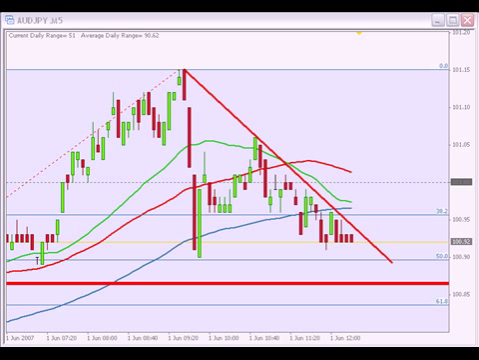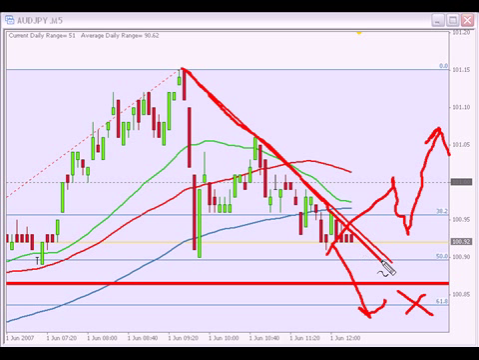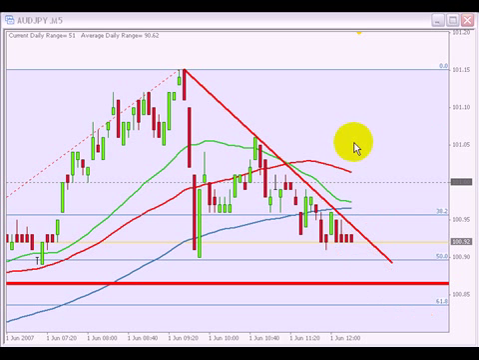As usual, if this level breaks to the downside, at least I will cancel the setup for today. What I'm looking into is my typical reversal formation with a trend line, with an intraday trend line break to the upside. Those are basically the four setups that I'm following today.